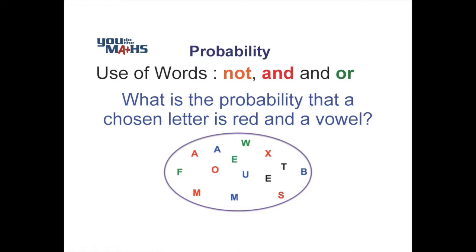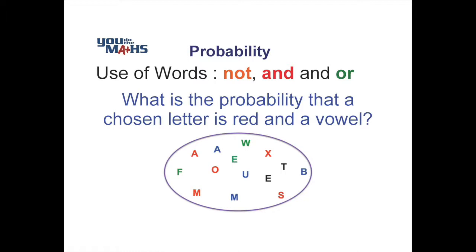The question is, what is the probability that a chosen letter from this group of letters is red and a vowel? So obviously we need to look at the letters that are red and look at the letters that are vowels, but decide what the word and actually means. And we can think of and as meaning like an intersection. It means it has to satisfy both conditions expressed. In other words, a letter has to be red and a vowel.